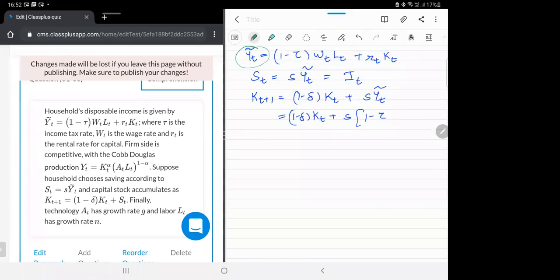We can write this entire thing here, right? So it will become something like this. Okay, I'll have to write this. So this becomes K_{t+1} = (1 − δ)K_t + s(1 − τ)(w_t L_t + r_t K_t).